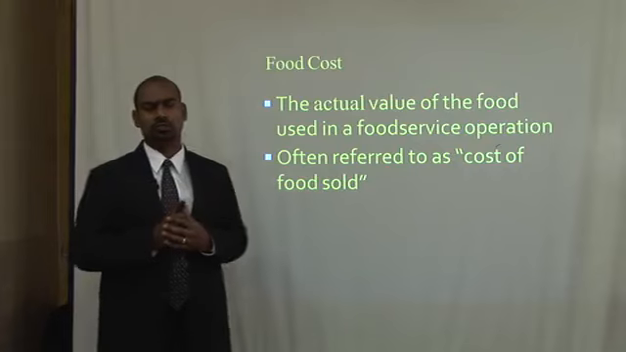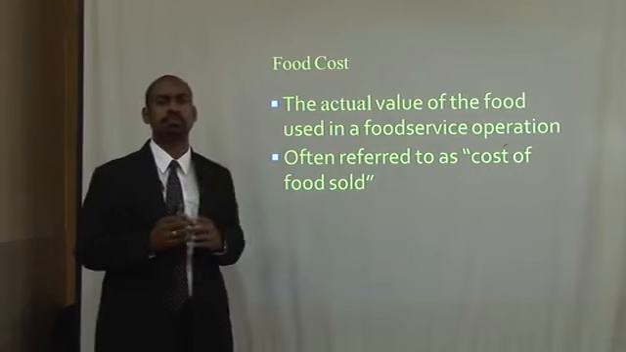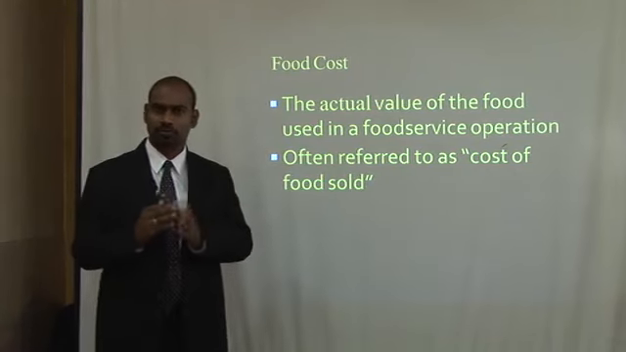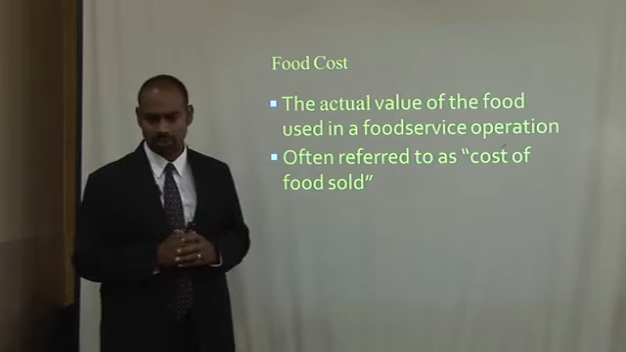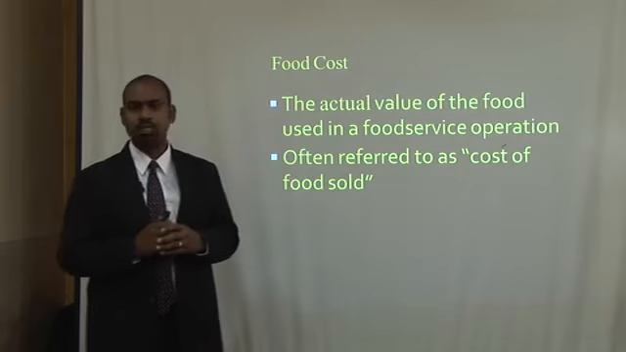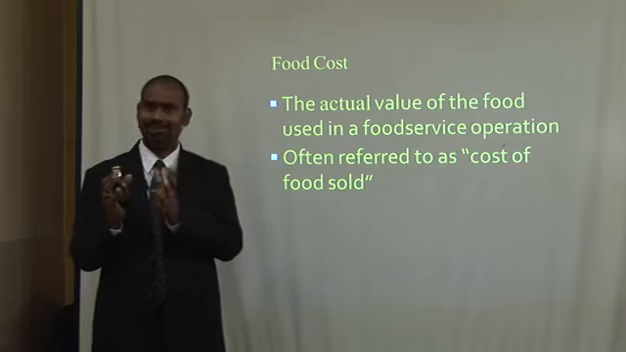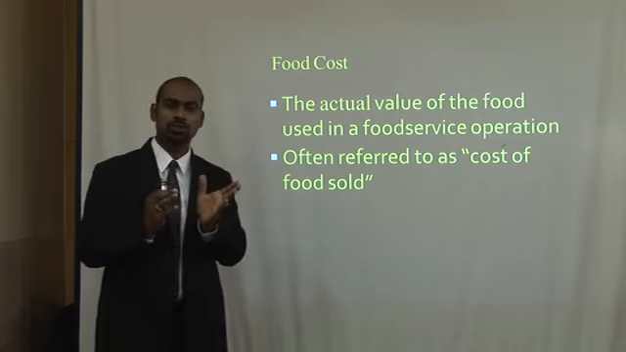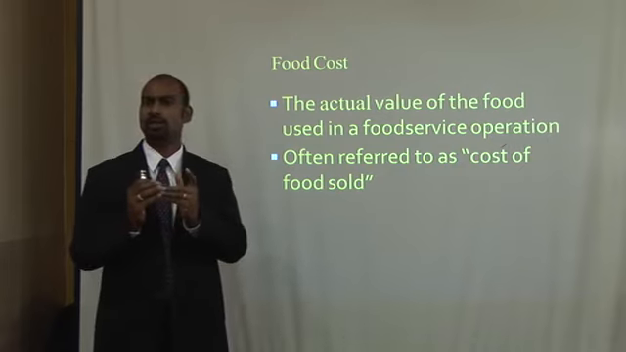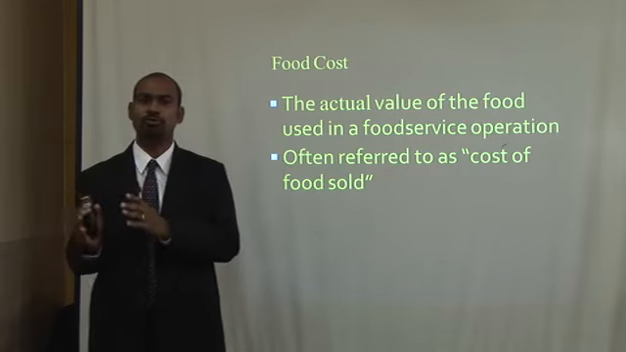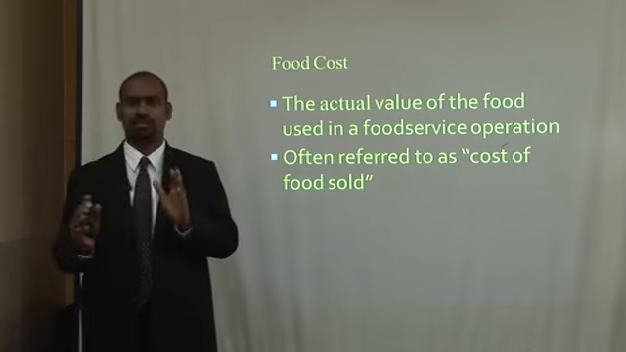Exactly what is food cost? Food cost is very simple. The actual food used for the food operations is the food cost. Actual food used for the food operations is the food cost, often referred to as the cost of food sold. For example, if I take tea, the ingredients you use to make tea are milk, sugar and tea powder. These are the three ingredients we use to make tea. So the cost of these three ingredients is the food cost, in a very simple way.